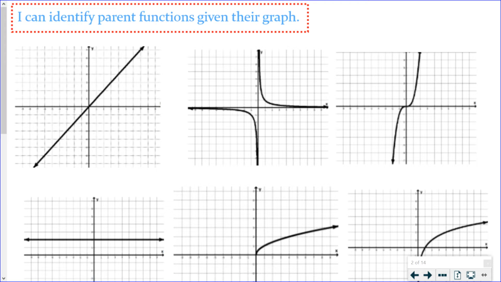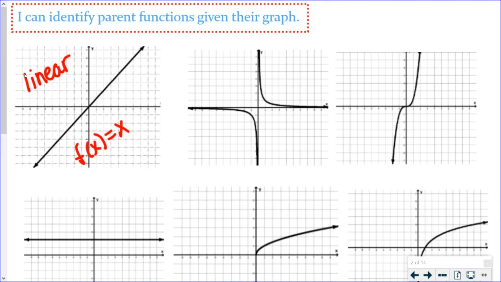We start off with a quick review of identifying our parent functions. This will be on your quiz, so be prepared to match all of the functions with the graphs and the name of it. So for this one here, this is a linear function, and the parent function is f of x is equal to x.